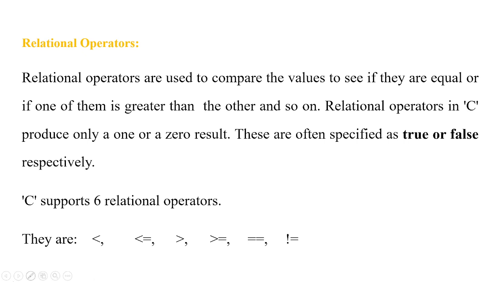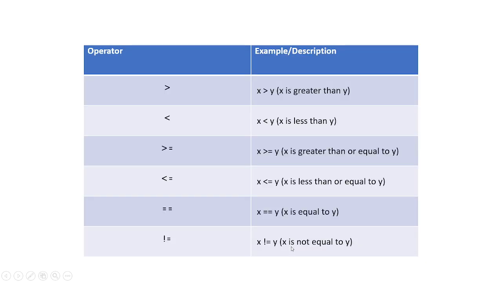There are 6 relational operators that we use in C, and these operators are used to compare values and see whether a value is equal, greater than or less than, and so on. Whenever we evaluate these relational expressions, for sure we are going to get the output as true or false. And these 6 relational operators are greater than, less than, less than or equal to, greater than or equal to, equal to, and not equal to. Now let us see how we are going to use the operators.